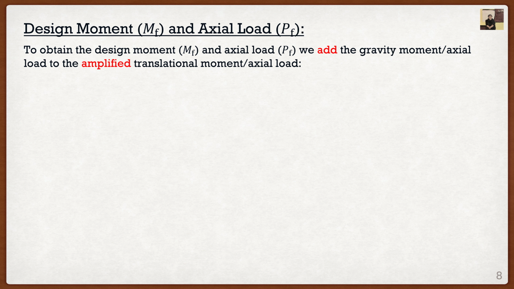You may be wondering, how do we do that? Is it a complex formula? Well, no, it's actually a very nice formula. So if we look at the design moment, we are just going to take the moment we got from our gravity analysis, and add it to the amplified moment from our translational analysis. And then the same thing for the axial load. We are going to take the axial load from our gravity analysis and add it to the amplified axial load from our translational analysis. So if we look at these formulas, we actually know everything in them.